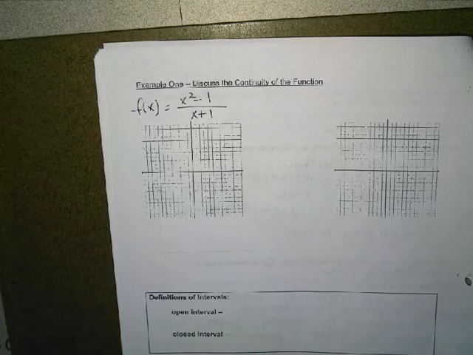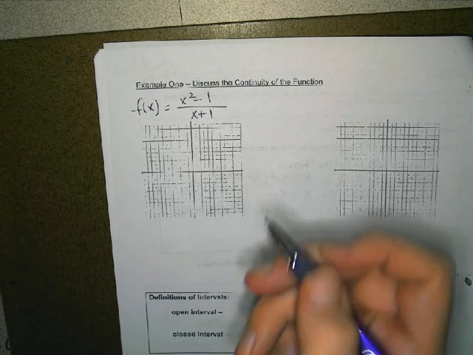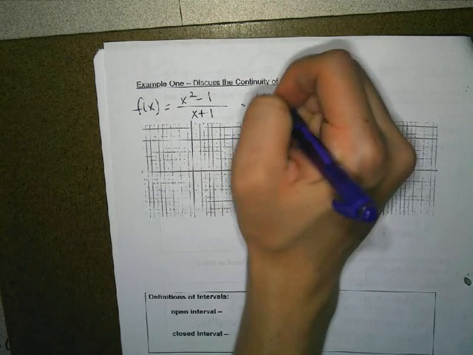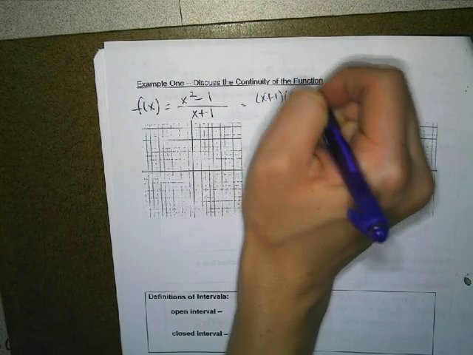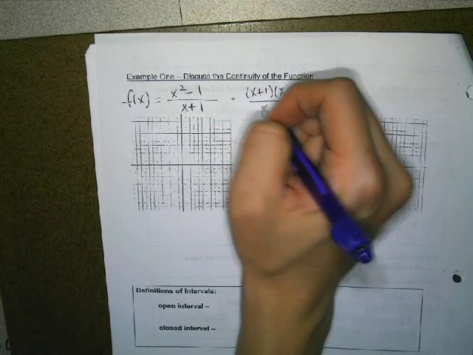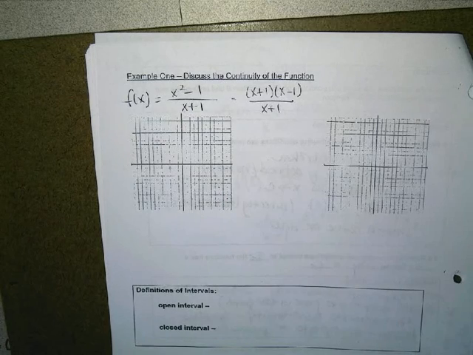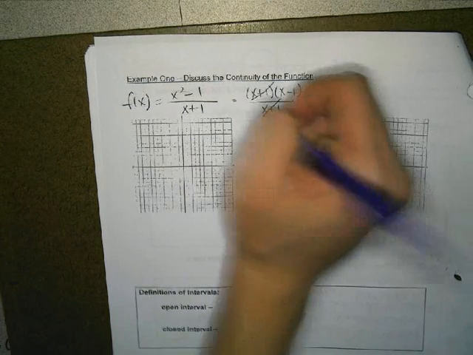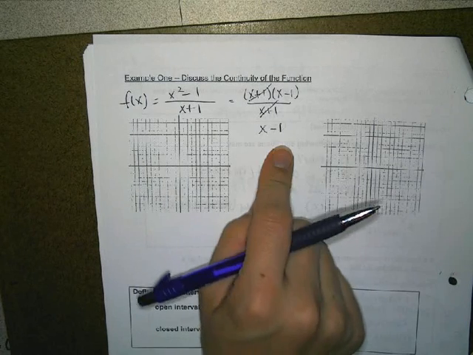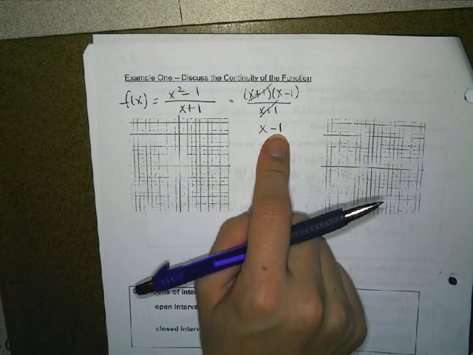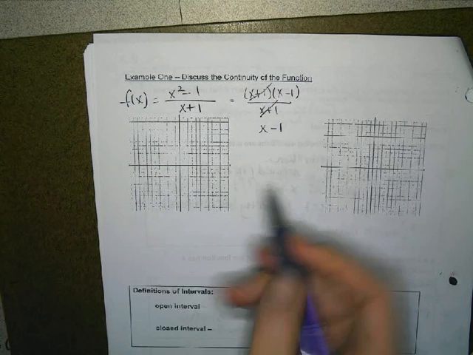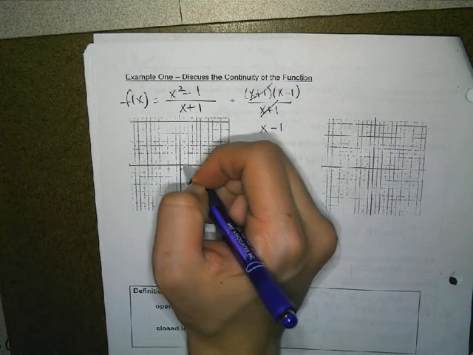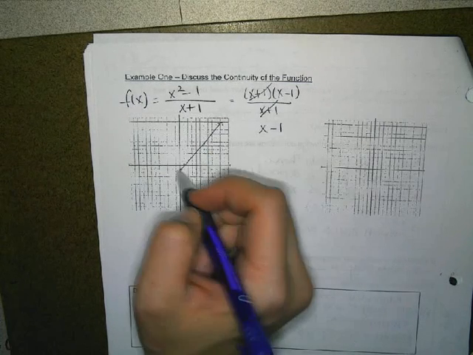But to see if it's removable, this is where we try to factor it, try to cancel out the problem. Can I factor the top? Yes, I can, using difference of squares. So I'd have x plus 1 times x minus 1 all over x plus 1, so what would cancel? X plus 1. Leaving you with x minus 1. This is just a linear function, isn't it? Yep. So the slope of this would be 1 over 1. The y-intercept would be negative 1. I can quickly graph that, which is a straight line.